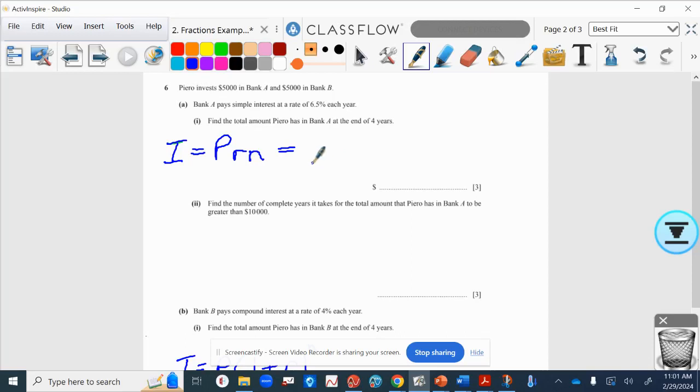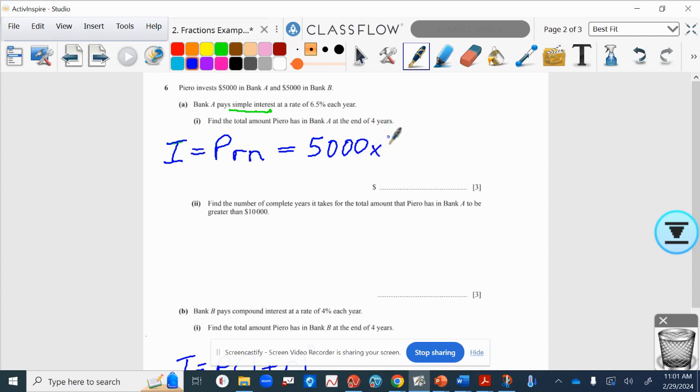And then we are trying to find the total amount that Piero has in the bank at the end of 4 years. So it says here it's simple interest. So one way of doing it is to record the formula for simple interest. To calculate the interest, and the interest only, it's the principal, so the starting amount, times the rate of interest as a decimal.